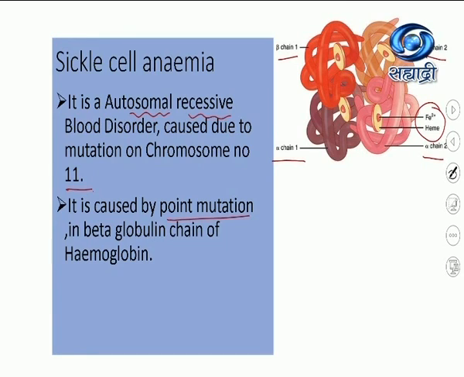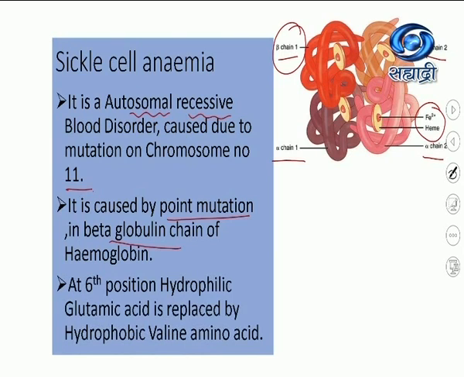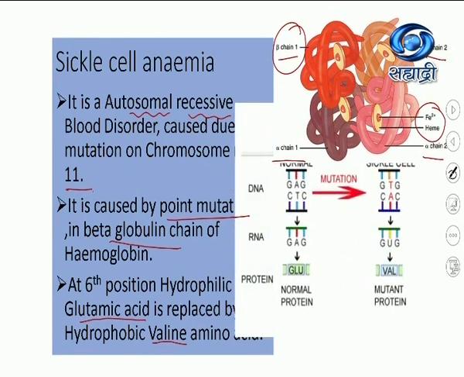Where is the point mutation occurring? It occurs in the beta globin chain of the hemoglobin. At the sixth position, hydrophilic glutamic acid is replaced by hydrophobic valine amino acid. Let us see this in detail. In a normal DNA, for normal formation of hemoglobin, the codogen present on the DNA is CTC. Because of that, mRNA has codon GAG. And when GAG is there, glutamic acid, which is a hydrophilic amino acid, is there at sixth position.